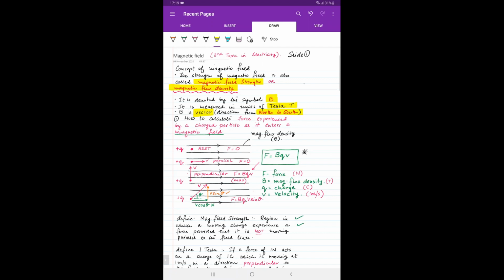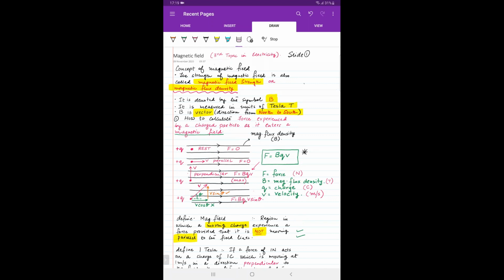ठीक है, मैं moving को highlight कर देता हूँ, provided that it is not moving parallel to the field line. ठीक है, so magnetic field strength is basically a region. अच्छा, even if they ask you कि magnetic field को define करो, तो भी यही wording लिख देना. So even if the question is define the term magnetic field, so region in which a moving charge experiences a force, provided that it is not moving parallel to the field lines.